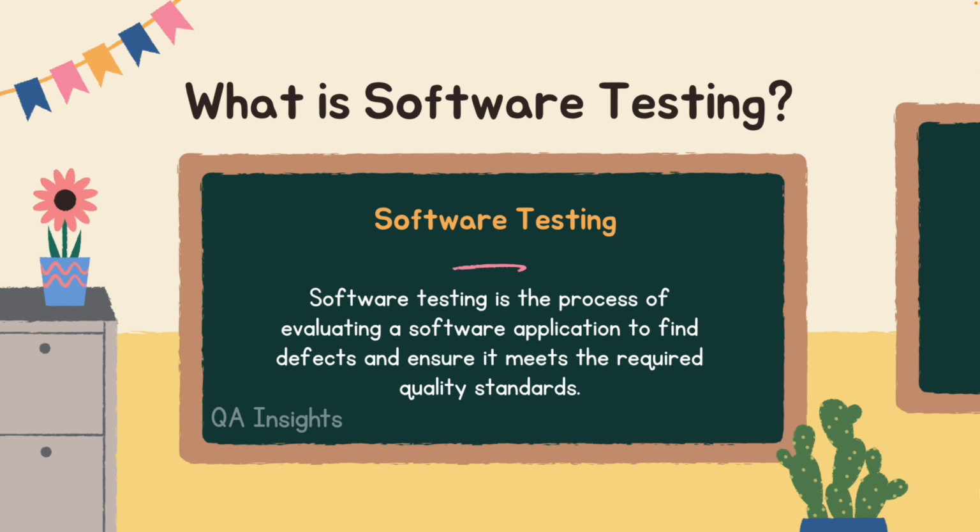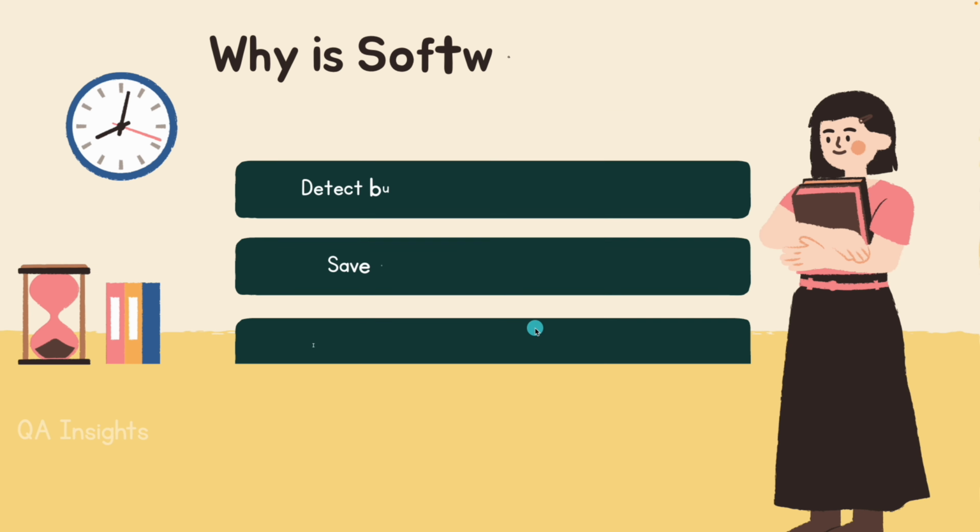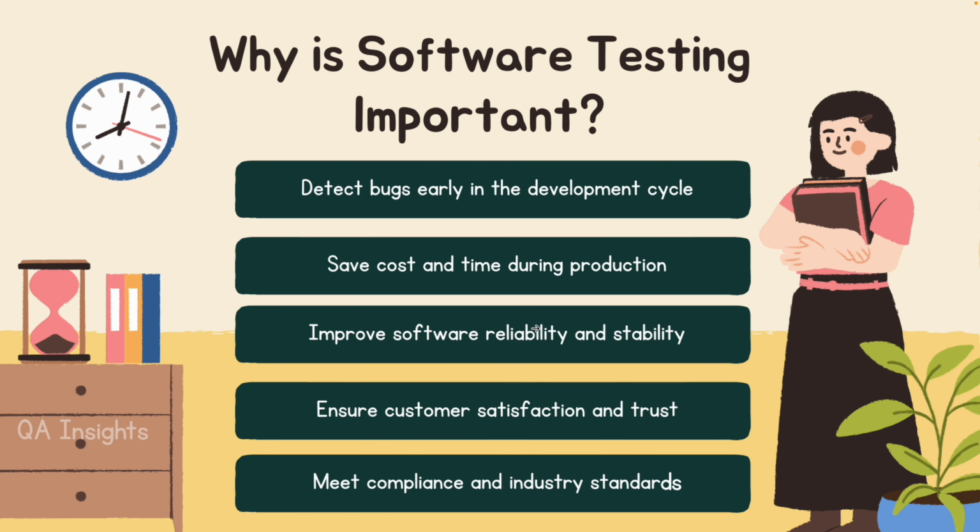Now that we know what software testing is, let's see why it is important. Testing ensures the application works well in every possible way: functionally, securely, and in terms of performance. It helps to improve user satisfaction, protect your brand reputation, and reduce the cost of post-release fixes. By catching issues early, you save time and money.